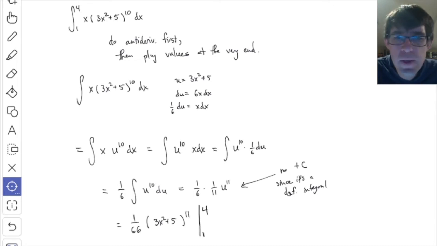Now, the other way that you may have learned to do this is somewhere in the middle, you translate these x values into u values. You have to do an extra little step, and that's fine if you want to do it that way too. Anyway, we are pretty much done here.